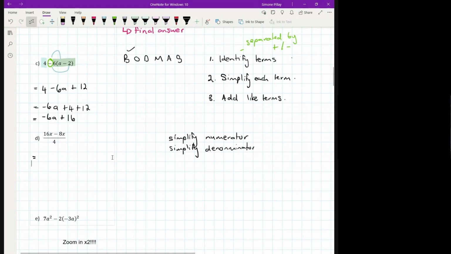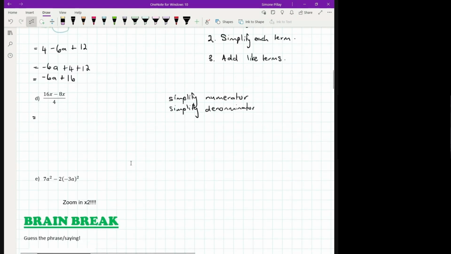Okay, so there are two methods that we could use here. We can simplify our numerator. If we simplify our numerator, I see my numerator has like terms. It's 16x minus 8x, which means on the top I'm going to get 8x. And then once I get 8x on the top, it's still over 4. And then 8x divided by 4 is going to be 2x, just like Uma has said.